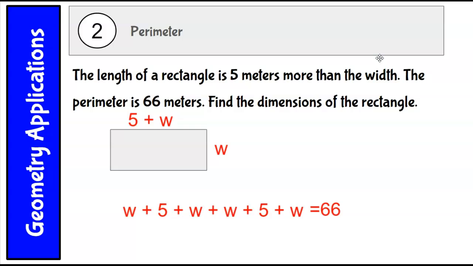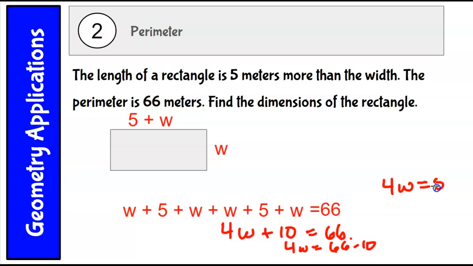Now we have an equation we can solve. Combining like terms, we have 1, 2, 3, 4W plus 10 from the 5 plus 5, equals 66. Using the subtraction property of equality, we can remove the 10 from one side and from the other side of the equal sign, which leaves us with 4W equals 56. And then divide both sides by 4, and we have W equals 14.